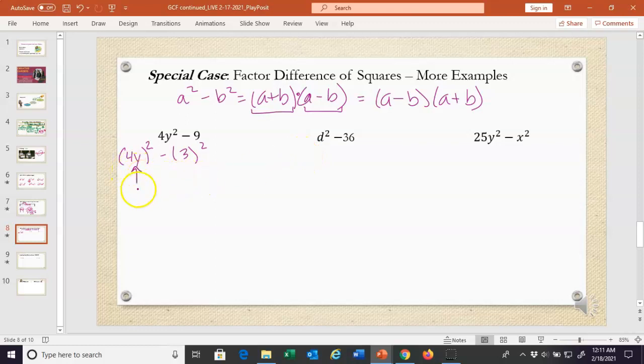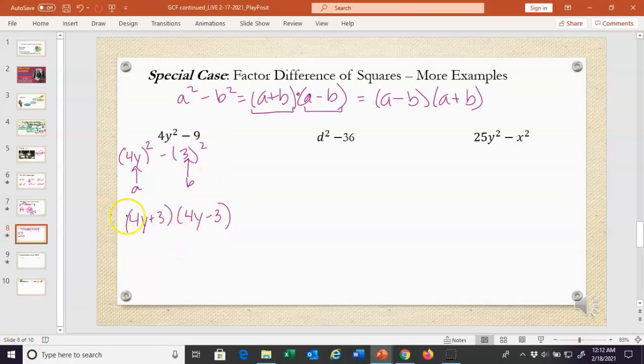So this is our a, that entire thing that's on the inside, 4y, and this is our b. So we're going to have 4y plus 3 and 4y minus 3. That's it. Did this on purpose. I want to show you guys something.